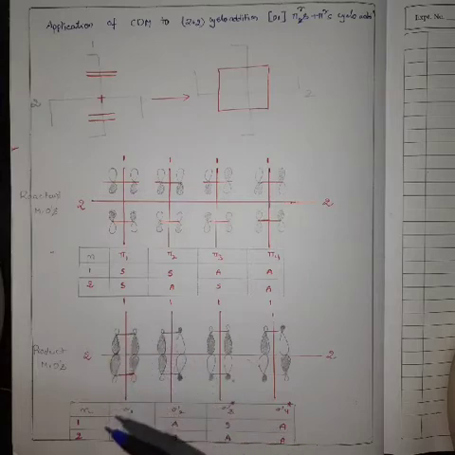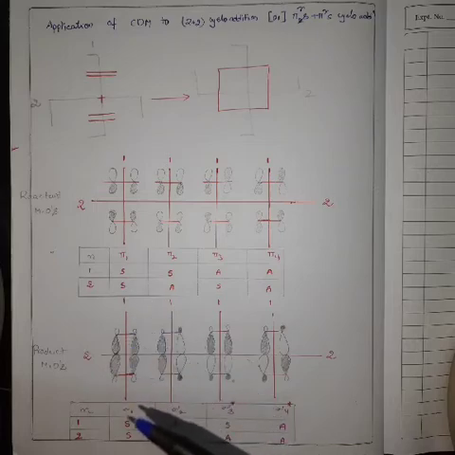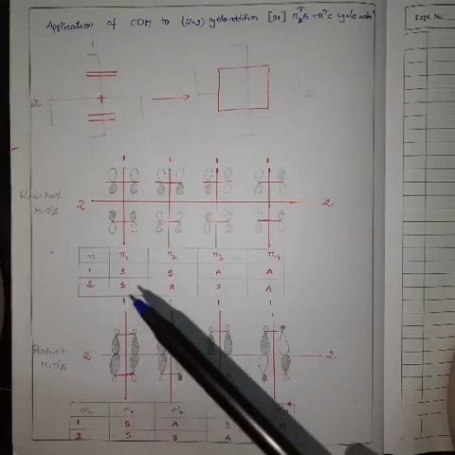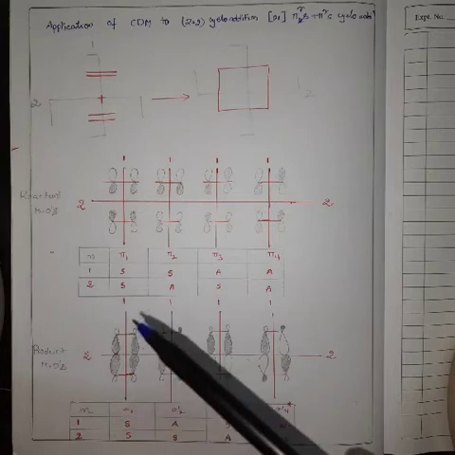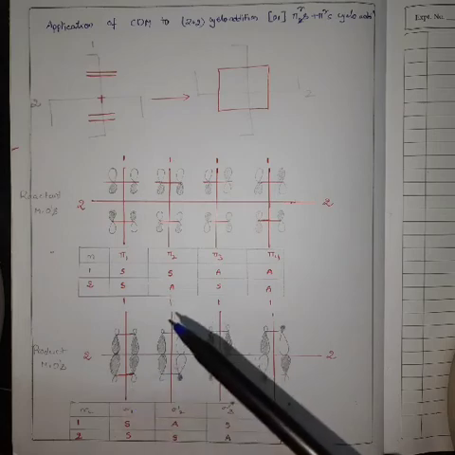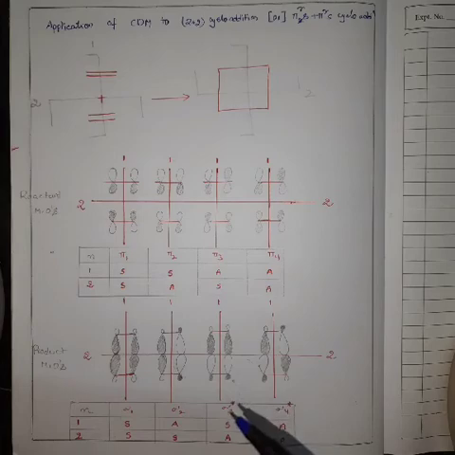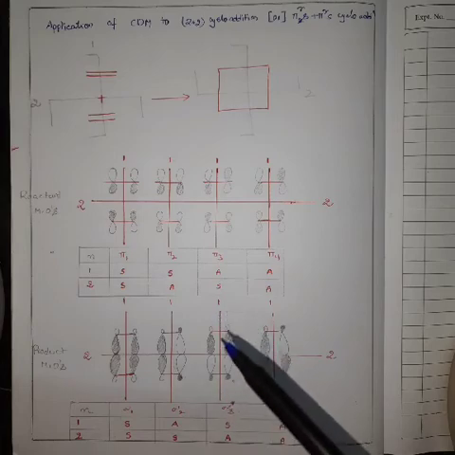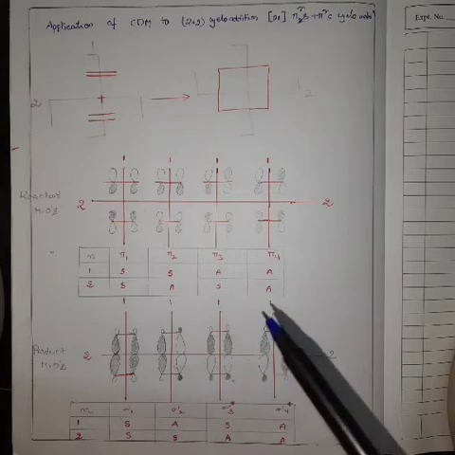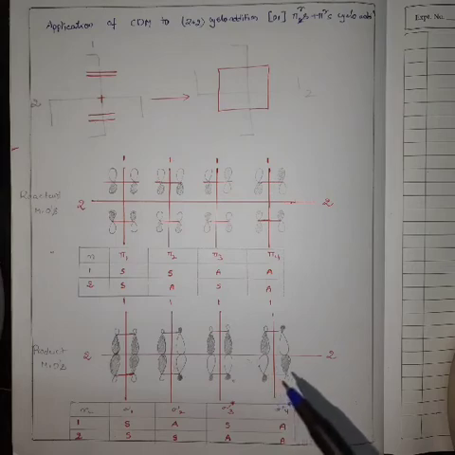First of all, with respect to the vertical plane, which is denoted by 1, sigma 1 is symmetric, and sigma 2 is anti-symmetric with respect to the mirror plane, and sigma 3 star is symmetric with respect to the vertical plane, and sigma 4 star is anti-symmetric with respect to the vertical plane.